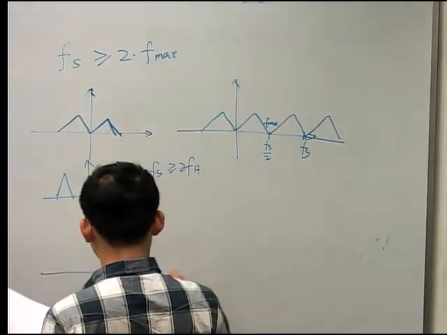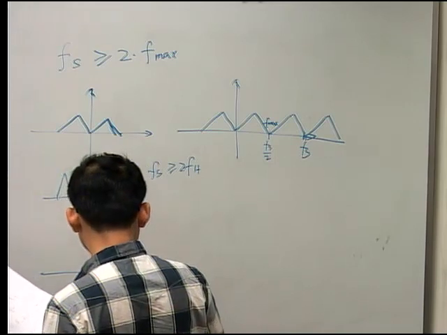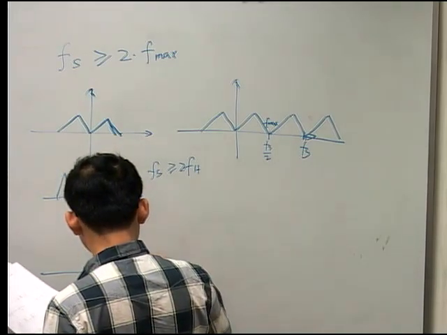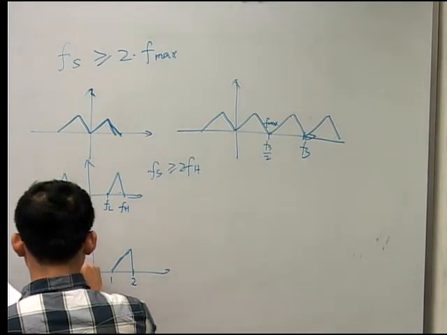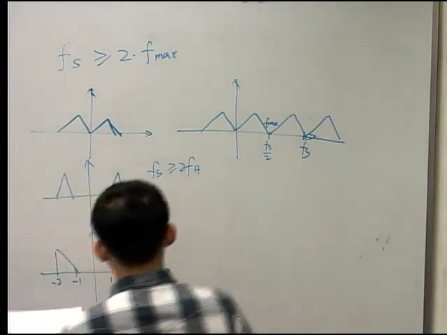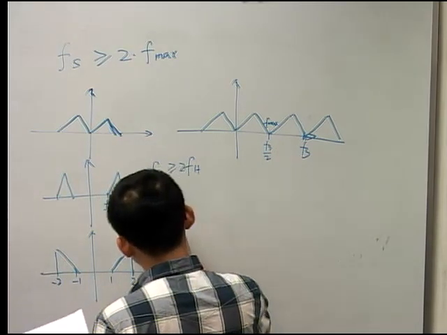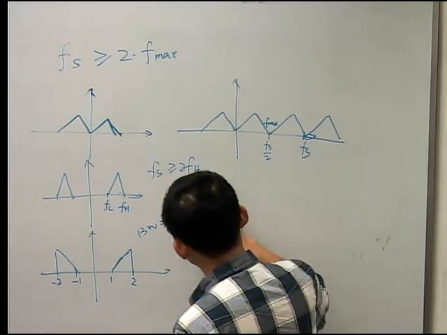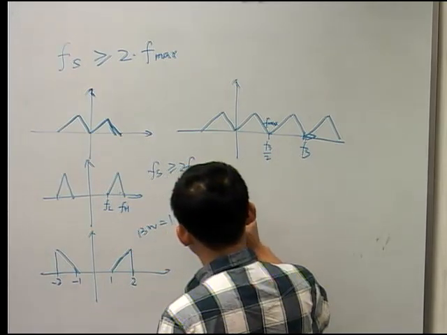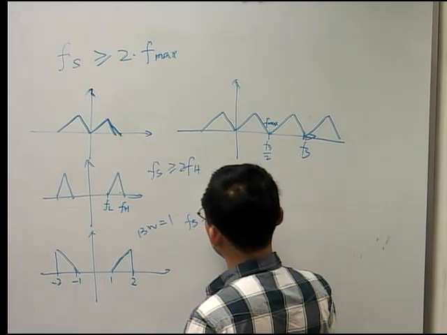For example, if I have maybe this is 1, this is 2, I have this one, and I have -1, -2 here. So the bandwidth is only 1, right? You said that the fs needed to be larger than 2 times the bandwidth, right? So larger than 2.